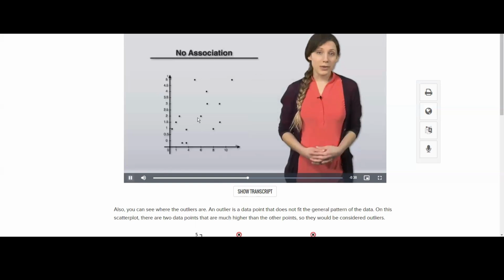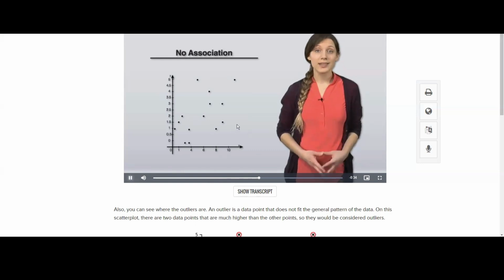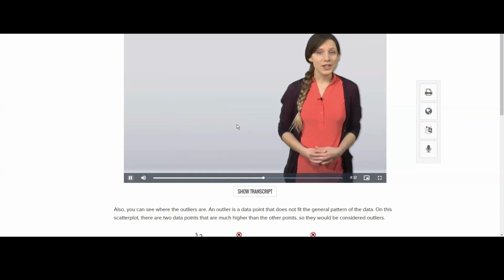Scatter plots can also have no association, meaning there is no particular pattern. As you move to the right, it can come down, or it can go up. There's no pattern to the data. Let's look at a few more examples to decide what the association is.